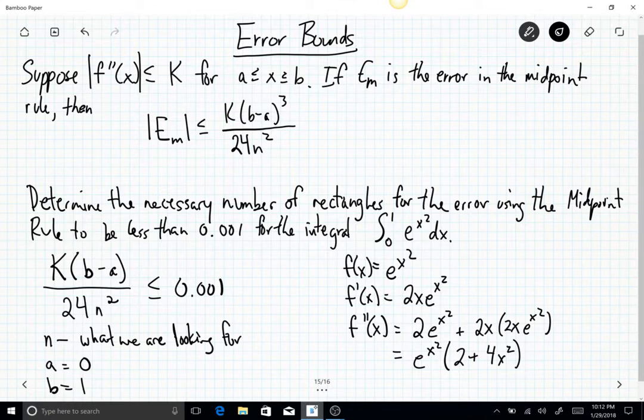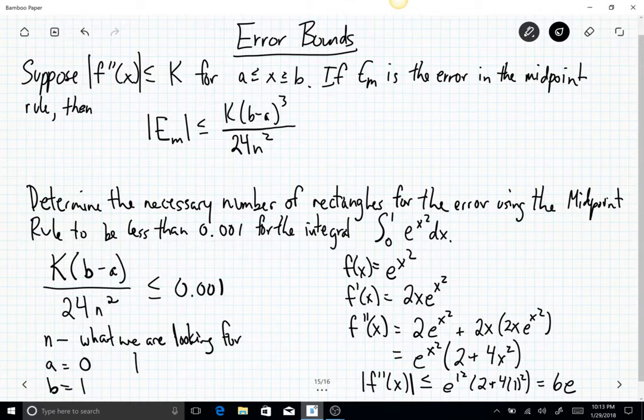And then you'll have a whole bunch of positive numbers on the interval 0 to 1. You don't have anything turning negative, essentially. So this function here, the f double prime of x, is actually an increasing function as well. So what that means is we could just plug in the endpoint. So f double prime of x is always going to be less than or equal to, I'm not saying it'll always work out this way, e to the 1 squared times 2 plus 4 times 1 squared, which happens to equal 6e.